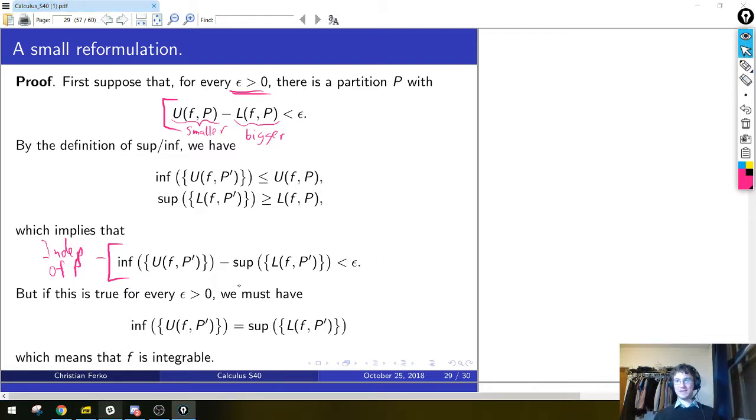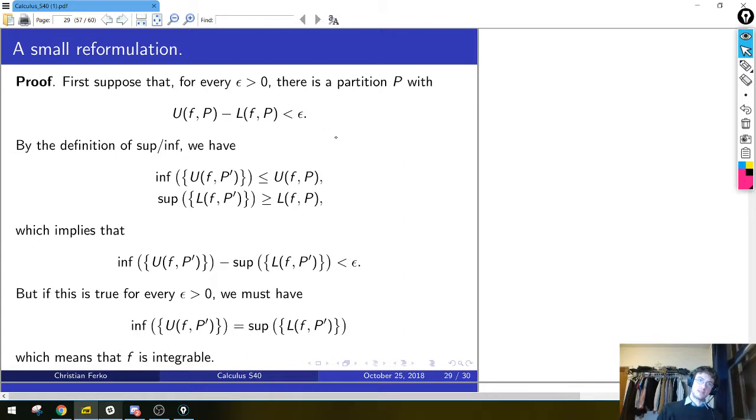Which is very easy to prove, actually. But okay, so fine. If the inf minus the sup equals 0, that just means the inf equals the sup. And that's what we wanted to prove for the first part. Right, because if the inf of the uppers is the sup of the lowers, then f is integrable. Or if you prefer, if the bottom of the tops equals the top of the bottoms, then f is integrable.